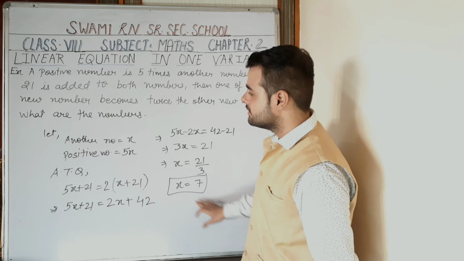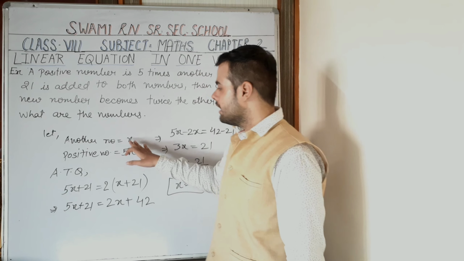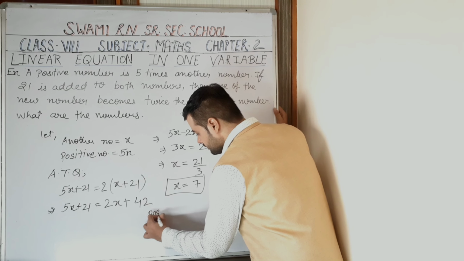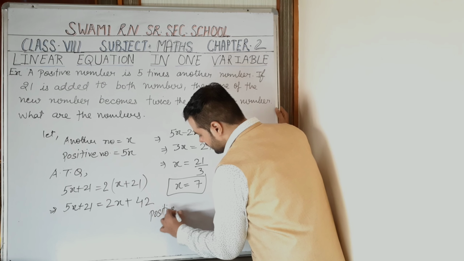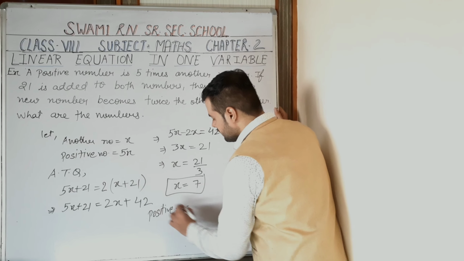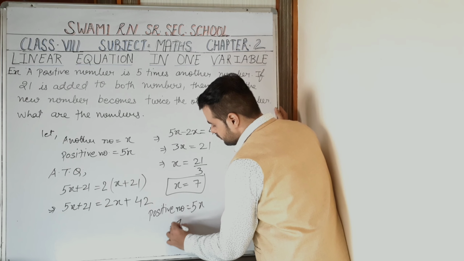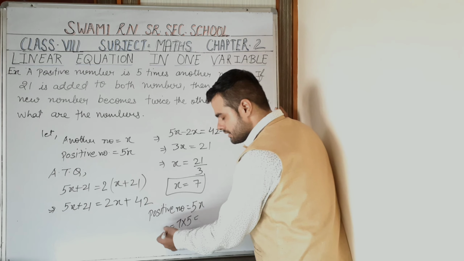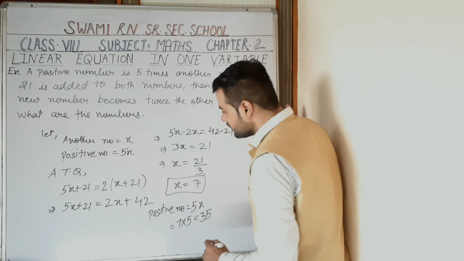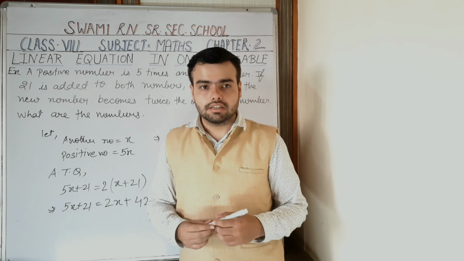So what is x? x is the other number. And what is the positive number which we have? The positive number is equal to 5x, which is 5 sevens, that is 35. That is the number which we have.